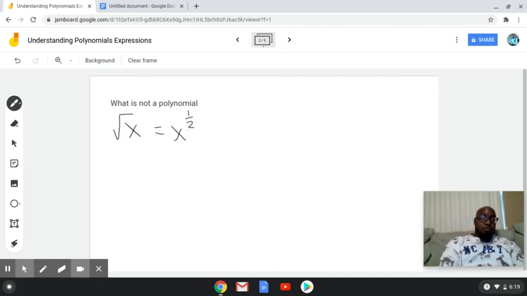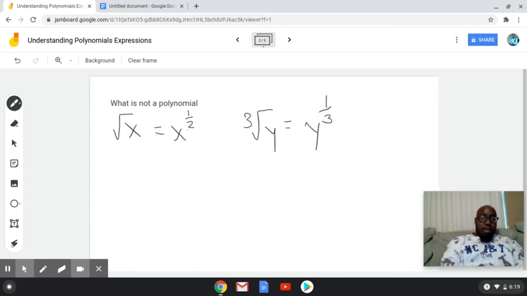Also, any type of root. So if we had the cube root of y, this would be written as y raised to the 1/3. If we had 3a squared over b, this is also not a polynomial.